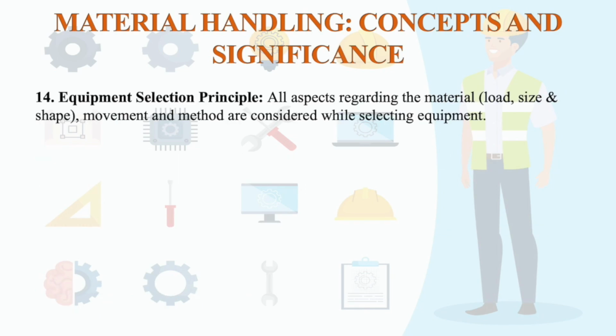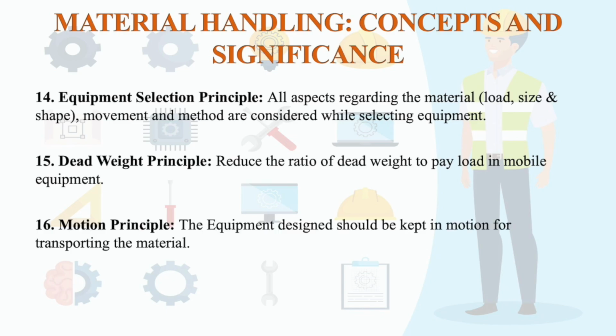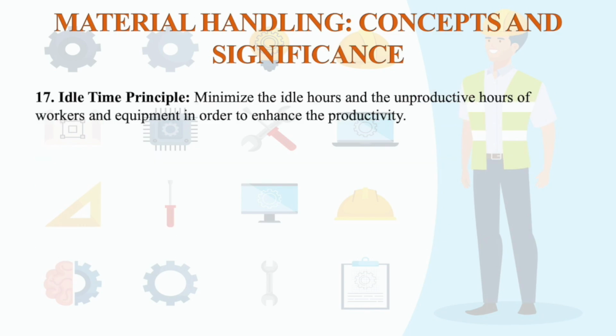Equipment selection principle: all aspects regarding the material, load, size and shape, movement and method are considered while selecting equipment. Dead weight principle: reduce the ratio of dead weight to payload in mobile equipment. Motion principle: the equipment should be kept in motion for transporting the material. Idle time principle: minimize the idle hours and the unproductive hours of workers and equipment in order to enhance the productivity.